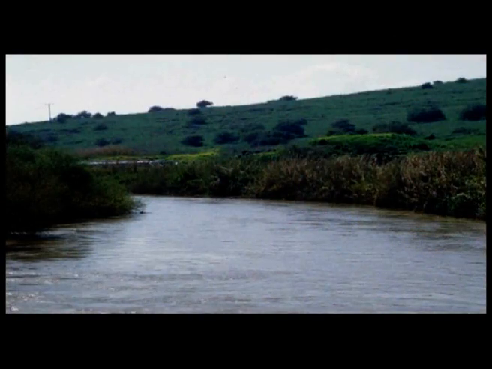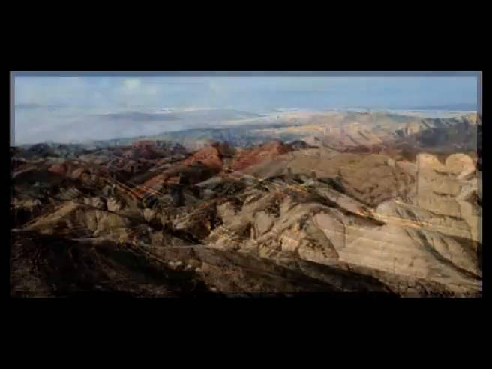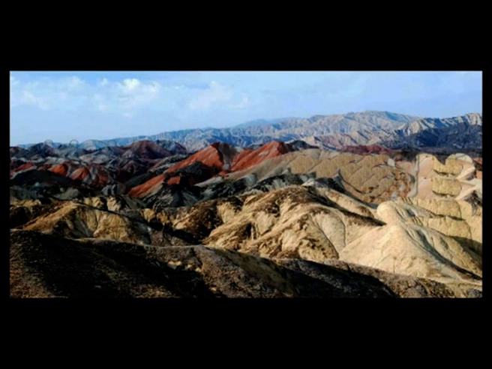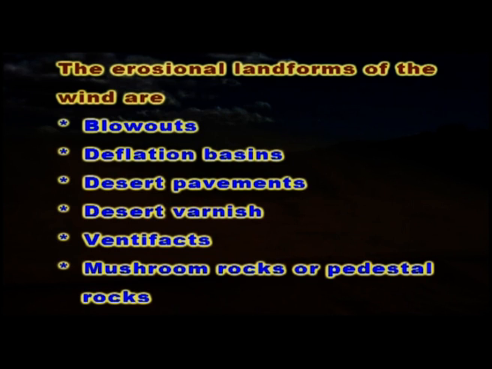River cannot erode in all sides, glaciers also cannot erode in all sides. Wind can erode in all directions because of their variable dimensions and directions. Deflation and transportation develop parallel with accumulation, giving rise to specific relief forms and types of Aeolian continental deposits and landforms. The erosional landforms of the wind are blowouts, deflation basins, desert pavements, desert varnish, ventifacts, mushroom rocks or pedestal rocks. Blowouts are important features of desert environments also.